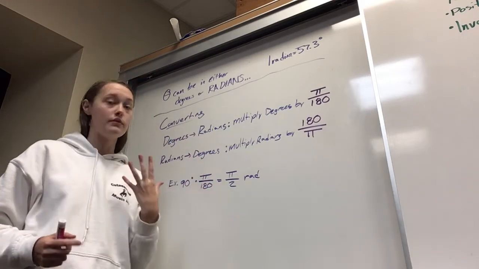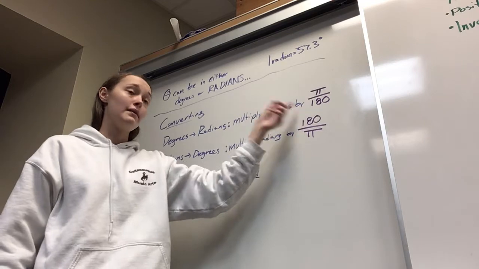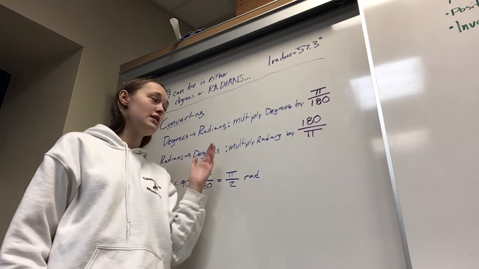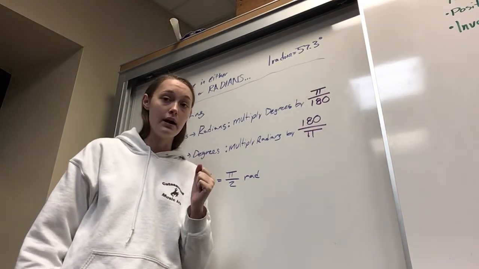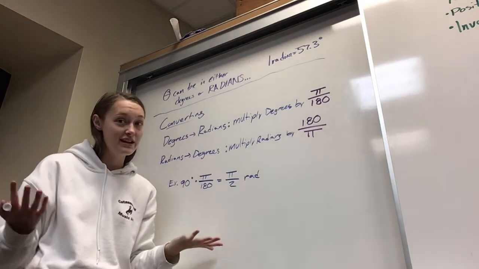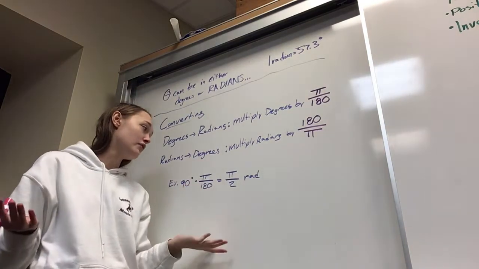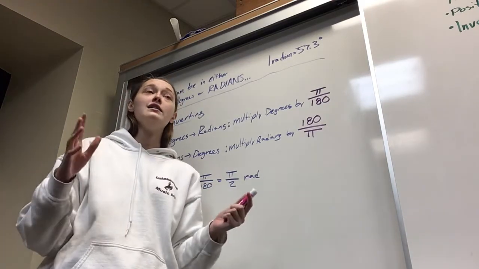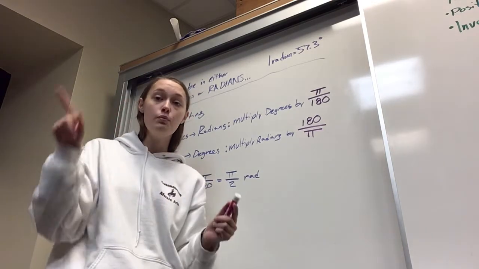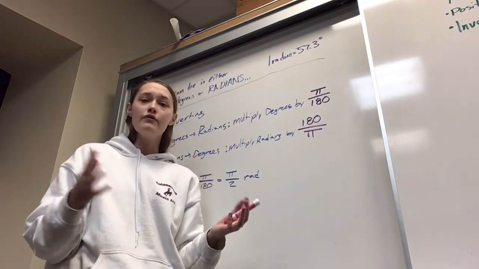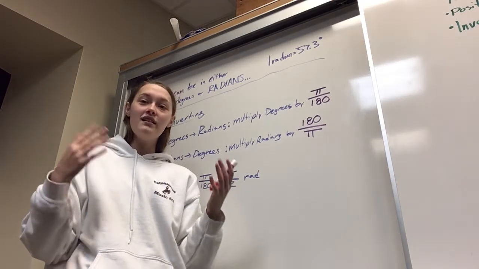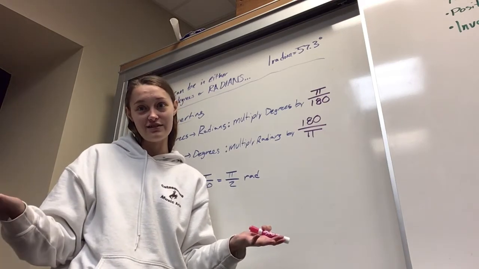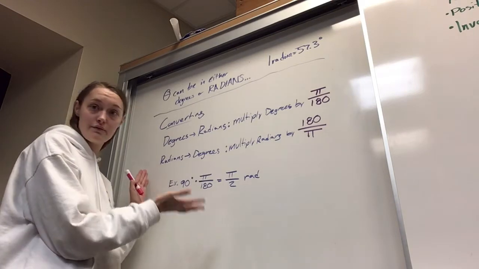If we're converting from degrees to radians, we multiply the degrees by pi over 180. And if we are changing radians to degrees, we multiply the radians by 180 over pi. So for example, if we have 90 degrees and we want it in radians, we multiply by pi over 180 and get pi halves radians. And all radians involve pi. There are 360 degrees in a circle, and there are 2 pi radians in a circle. That's why the formula for the circumference of a circle is 2 pi r, because there are 2 pi radians in a circle.